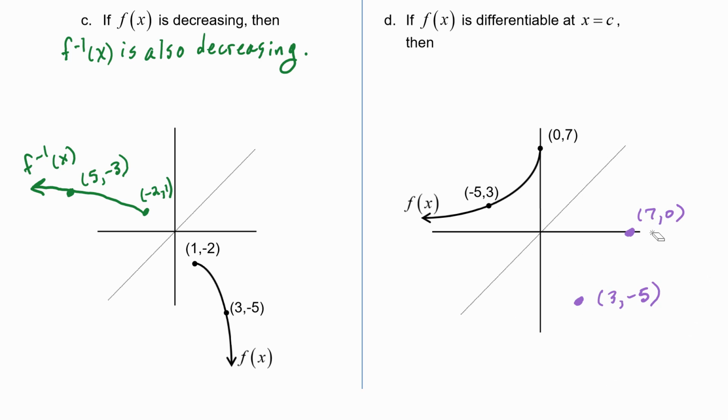One thing that can help you draw it is you notice that this curve looks like it's approaching y equals 0 as x goes to negative infinity, which means this curve would have to approach x equals 0 as y goes to negative infinity. A horizontal asymptote on f is going to result in a vertical asymptote on f inverse.